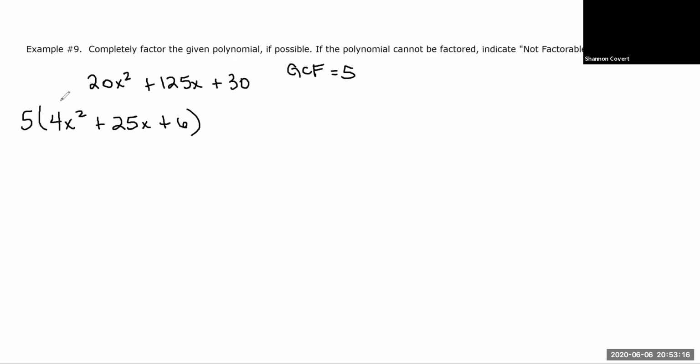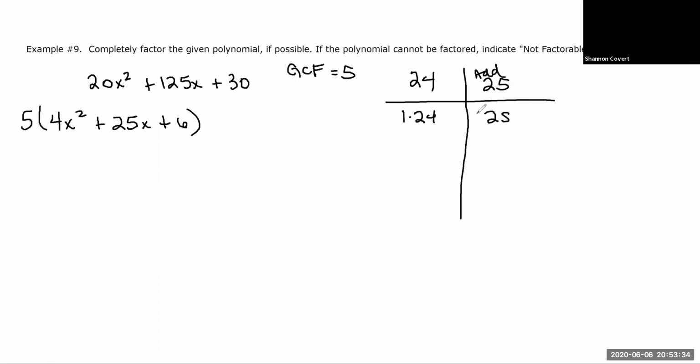So now I need to look at that trinomial. We're going to take a times c. So 4 times 6 is 24. So I'm looking for two factors of 24 that when I add them together give me 25. So 1 times 24, I think I got it right there. That's the one. I didn't have to work very hard for this one, did I?